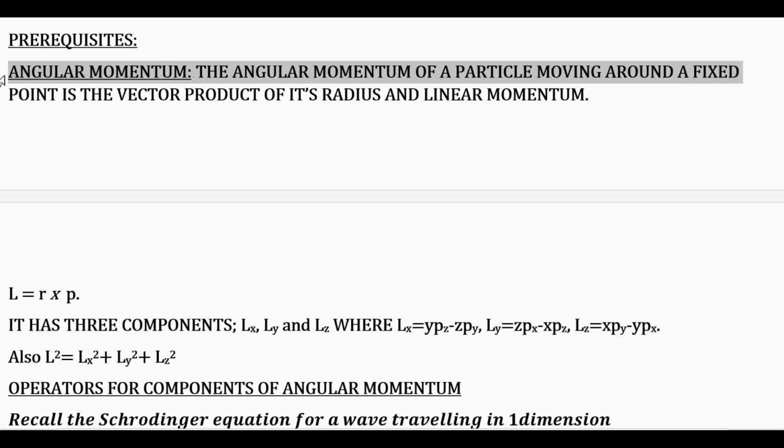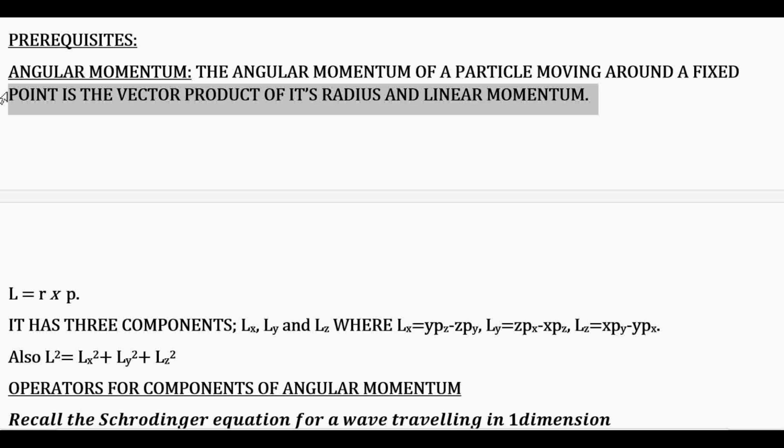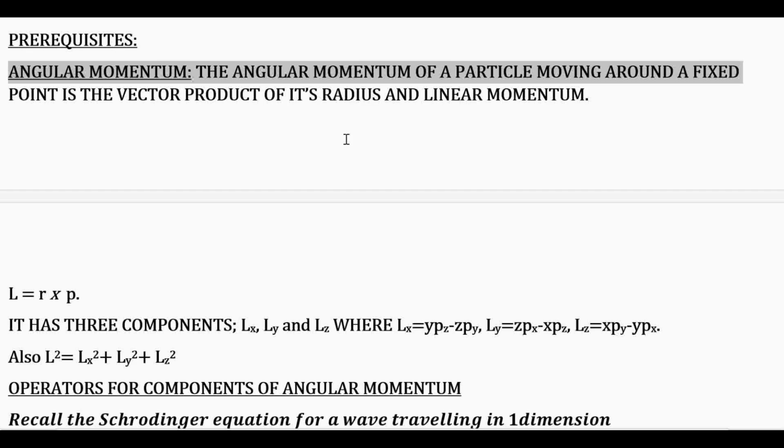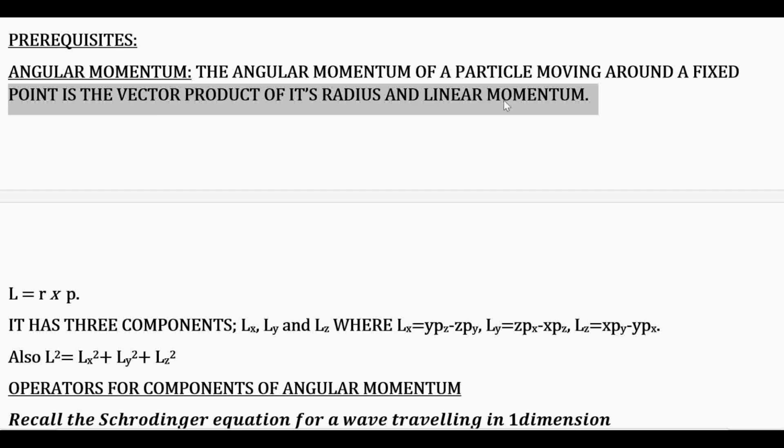By definition, the angular momentum of a particle moving around a fixed point is the vector product of its radius and linear momentum. Friends, from the definition, we should focus on these last words: moving around a fixed point. So the motion is not a linear motion, it is an angular motion. It may be a circular motion. Then comes into the picture a property called angular momentum. Otherwise, you have a property called linear momentum.